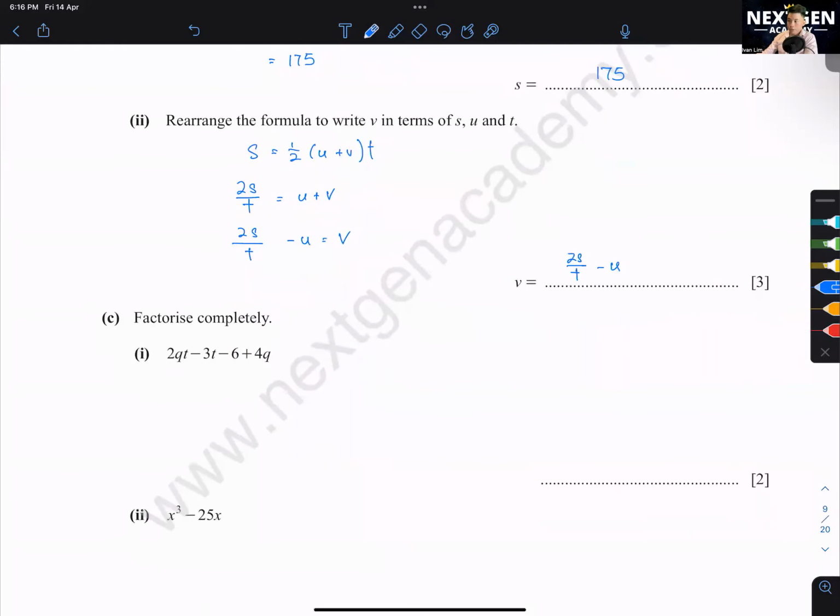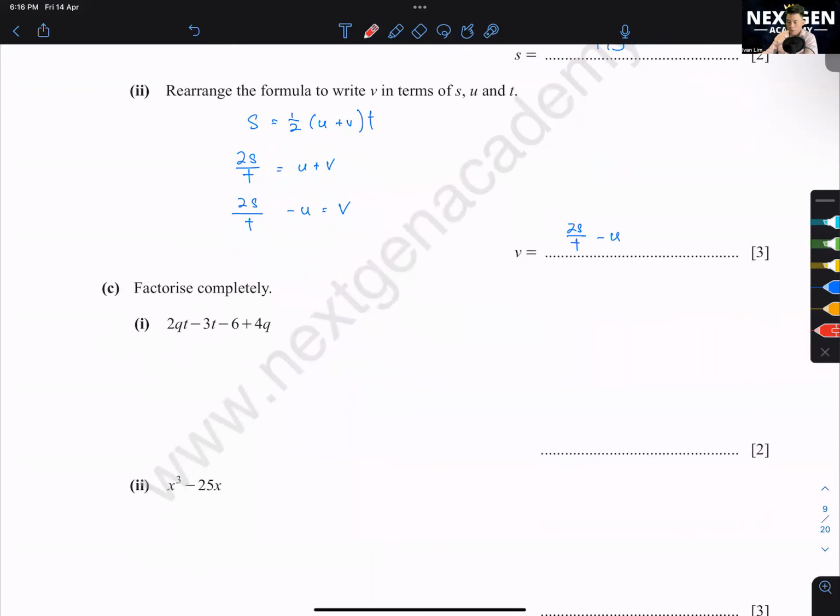Okay, question C. This one, all four terms, there's no common factors. Right? You see here, no common factors. So what we need to do is factorize in pairs. Okay, this is a special case one. So whatever is in the bracket needs to be the same term. So like here, I'm going to put these two as one pair, these two as one pair. So t(2q minus 3). Okay, so I need to make 2q minus 3 come out from here also.